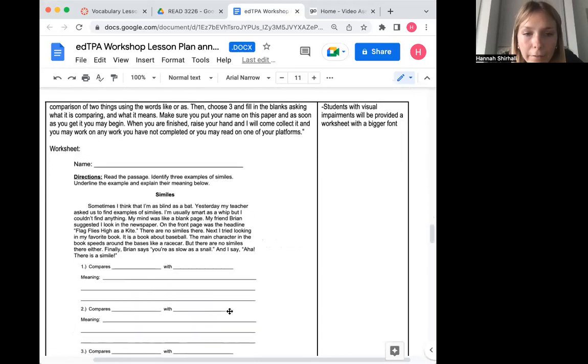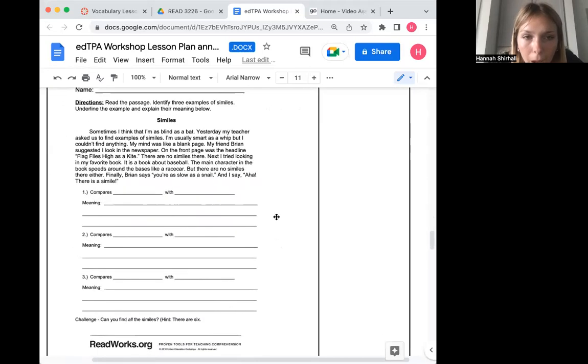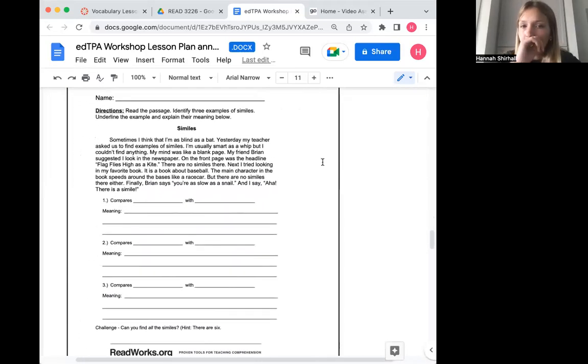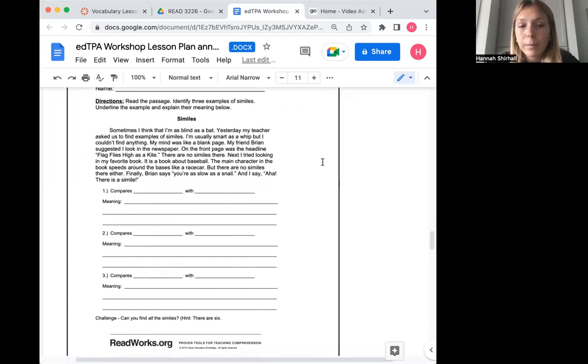All right. So for the independent practice, I'm going to go ahead and share my screen. We have this worksheet right here. So the students are going to read the passage and identify 3 examples of similes within the passage and underline the example and explain the meaning below. There's multiple similes within the passage. There's actually 6. So they're going to go through, they're going to highlight each of the 6 similes, and then they're going to choose 3, say what it compares with, and then the meaning behind it.